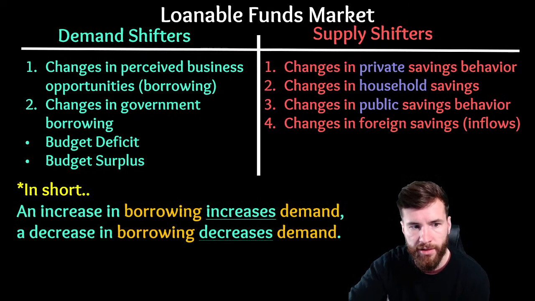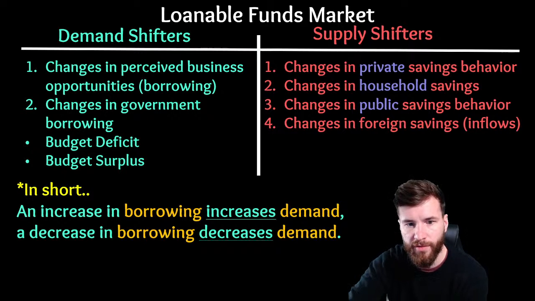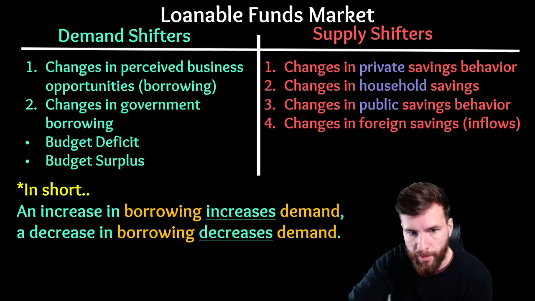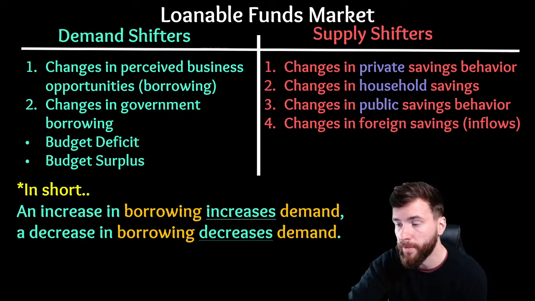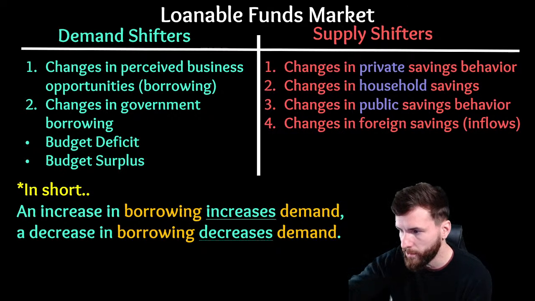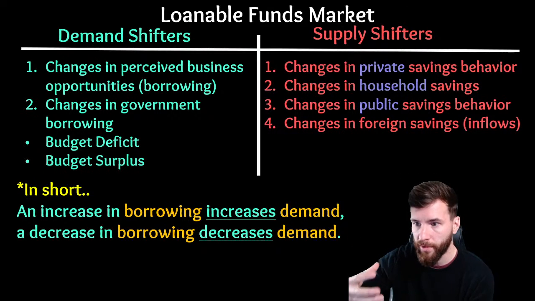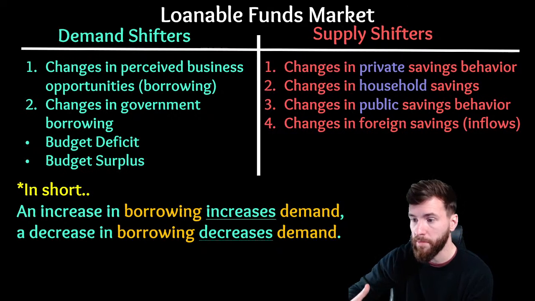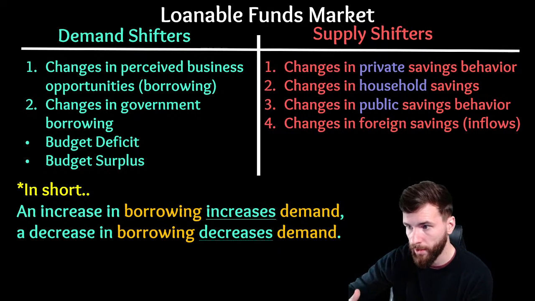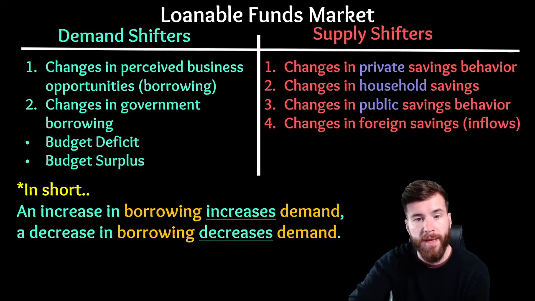So I put here, in short, this is why the loanable funds market is generally easy for students to understand. If there's any increase in wanting to borrow, that's going to increase the demand for loanable funds, because demanding loans is borrowing. So again, read the scenario, find the determinant, and ask yourself, are people going to be more willing to borrow? Is the government going to be more willing to borrow based on this? Then you're going to increase the demand for loanable funds.